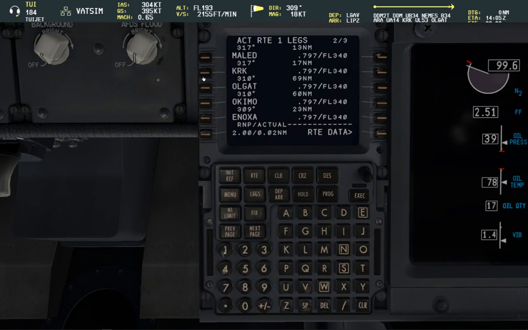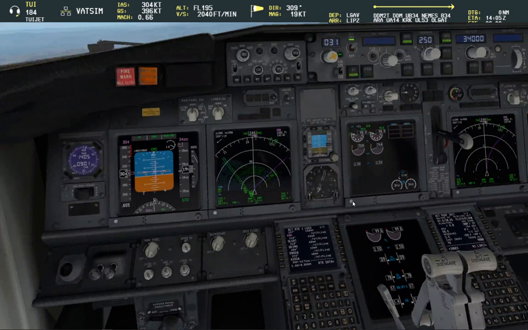So, 340 set, Kekira, copy, insert, execute, and off we go. Nice shortcut, probably saves 2 minutes, it's nice.